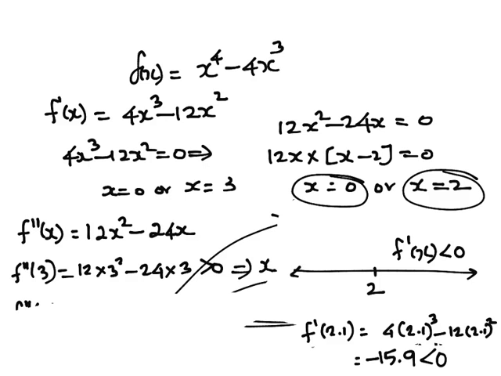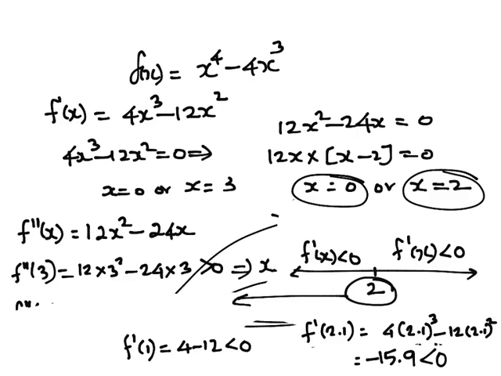Let me take a value before 2. Let me take maybe 1. f dash of 1 will be 4 minus 12, which is negative. So again f dash of x is negative. So it means that this 2 is a non-stationary point of inflection.